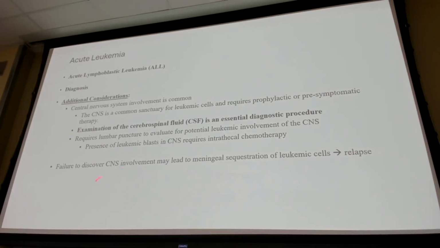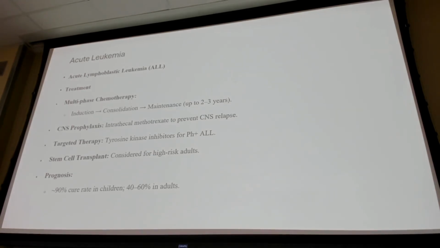Failure to discover CNS involvement may lead to meningeal sequestration. If they don't do this, and now they have this cancer looming in there, there's a chance of recurrence, or of badness down the road, so you need targeted treatment toward the CSF. In general, for treatment we talk about induction, consolidation, yes. Here, CNS prophylaxis. Don't worry about that. Stem cell, sure. Prognosis: 90% cure rate in children. It's pretty good.